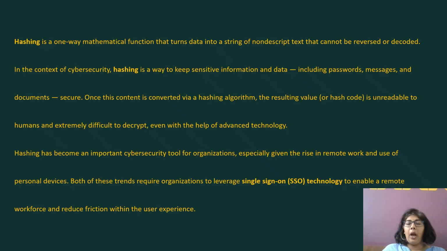In encryption, you have two-way encoding and you have the public key and the private key. Whereas in hashing, it is only one-direction encoding that happens, and both of these require some sort of SSO technology to enable a remote workforce and reduce certain frictions amongst the users.